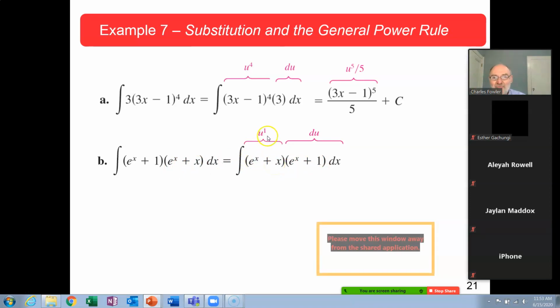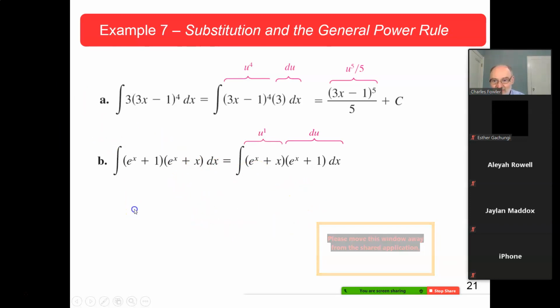And then your u to the first power is e to the x plus x. So why put a 1 there? That's just u. And then you're integrating u du, and that would be u squared over 2 plus c. And what's u? e to the x plus x. Okay? Just like they show here. So let's see how they proceed. I can't proceed until I click on the slide again. This is such an aggravating thing of Zoom.